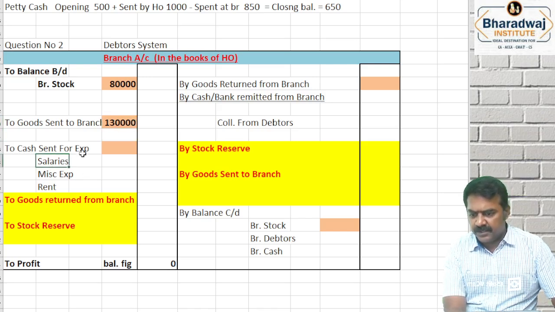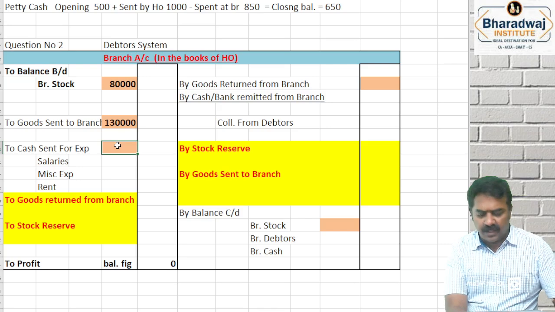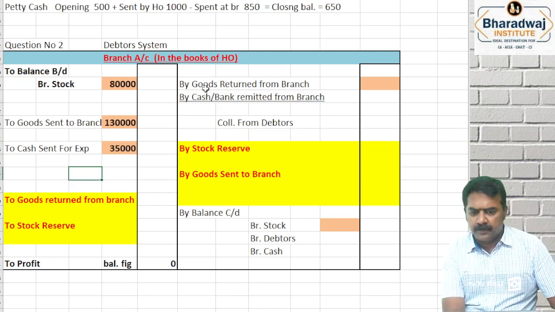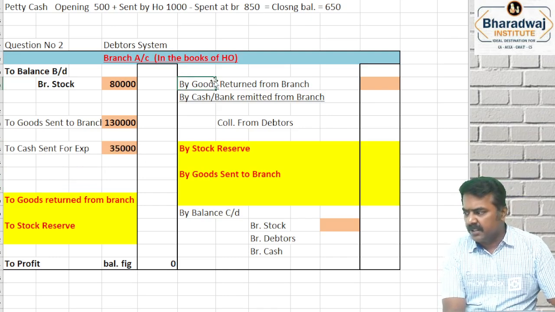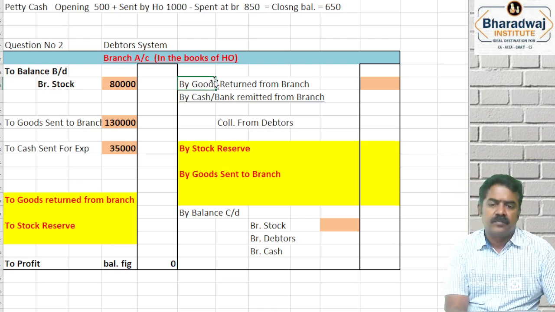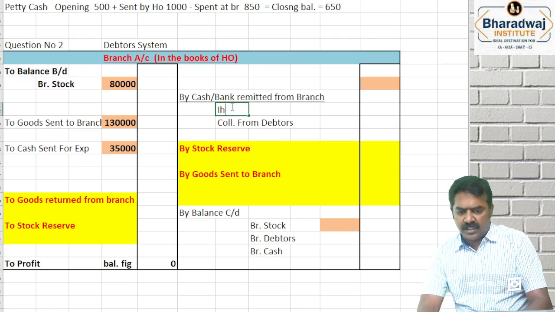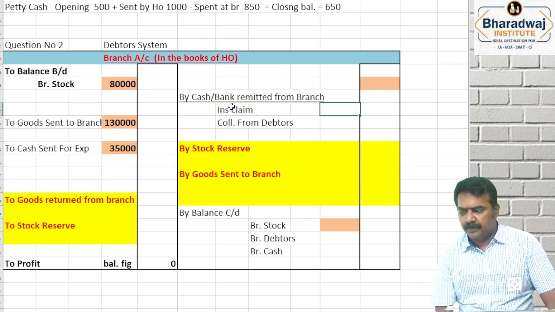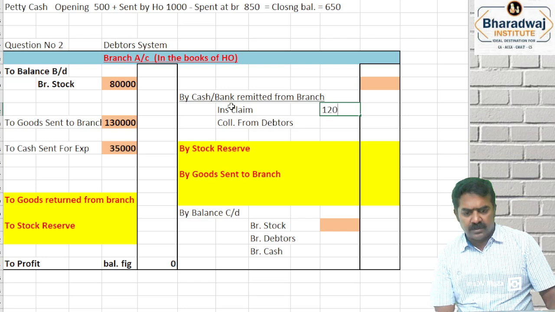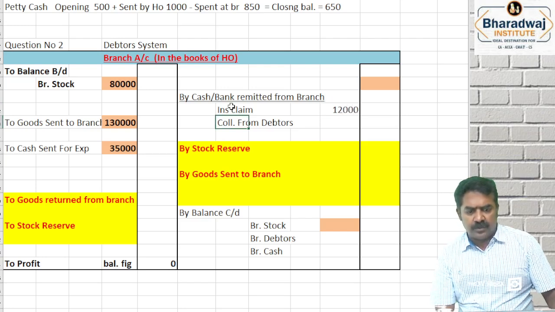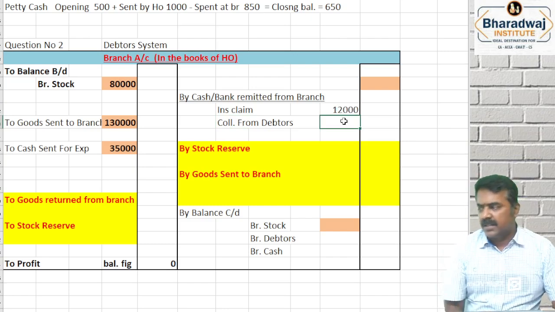Cash sent for expenses. Any expenses at the branch? 35,000 at the branch. We assume that it is sent by head office. Goods returned from the branch, is it given in the problem? No. Then insurance claim, how much we recovered? 12,000. Okay. We assume that full credit sales is collected since no opening and closing balance data is available.